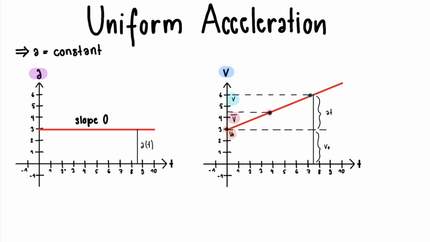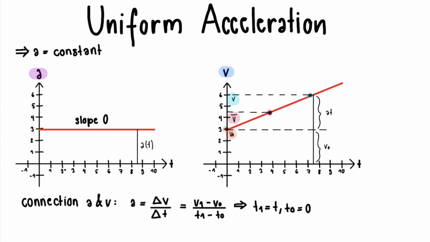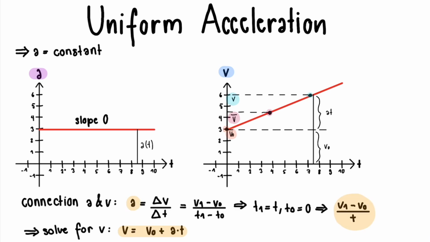At time t, the velocity is v as a function of t, or short v. The connection between a and v is a equals delta v divided by delta t, which is equal to v minus v0 divided by t minus t0. This is equal to v minus v0 divided by t. If you solve for v now, you get v as a function of time equals v0 plus a multiplied by t.